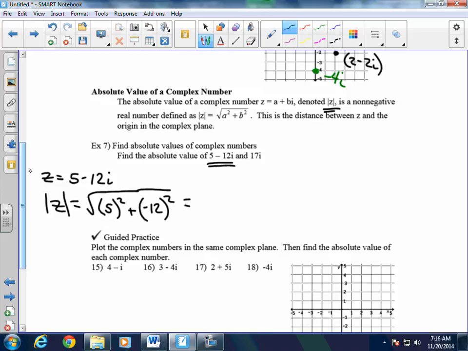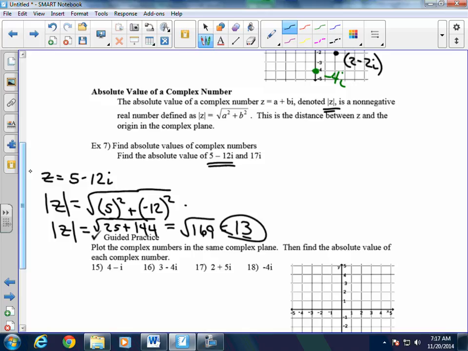So here, 5 squared is 25. 12 squared is 144. 25 plus 144 is 169. So we have the square root of 169. And the square root of 169 is 13. So the distance is going to be 13 units. So the point 5 minus 12i is 13 units from the origin.